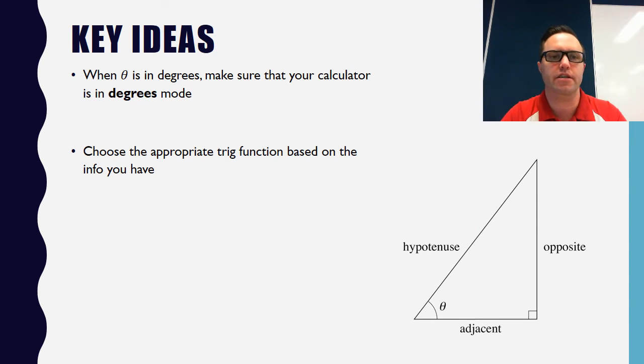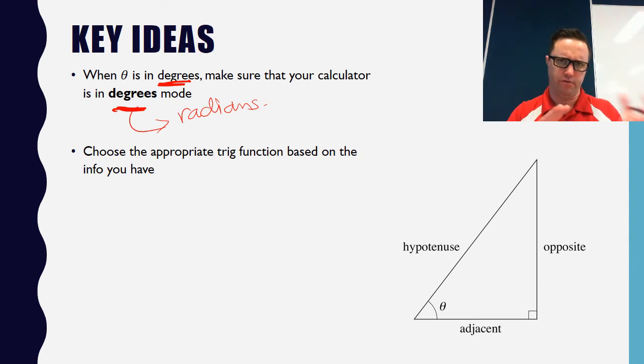Okay, some key ideas. When theta, the angle that's given to you in a triangle, is in degrees, it's important to make sure that your calculator is also in degrees mode. The other one that you'll get familiar with a bit later down the track is radians. Radians is the other mode that you'll use a bit later on when we get into calculus and other mathematics.